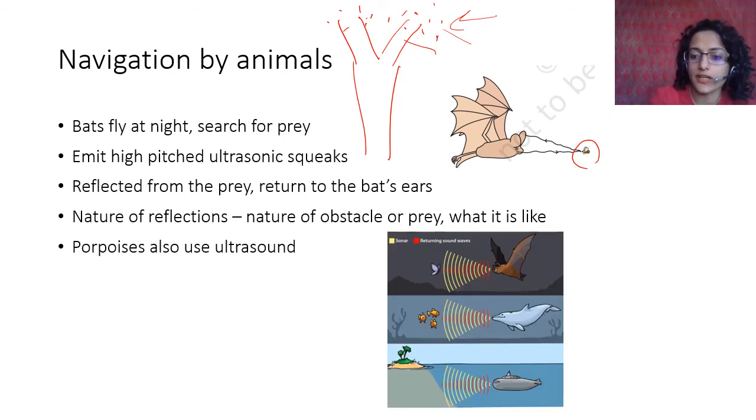Porpoise also use ultrasound. This is a porpoise. This is a bat. This is a porpoise. This is a submarine. The same principle is used: a sound goes out, it gets reflected by the obstacle or by the prey, and then they know what is in front of it. Okay.